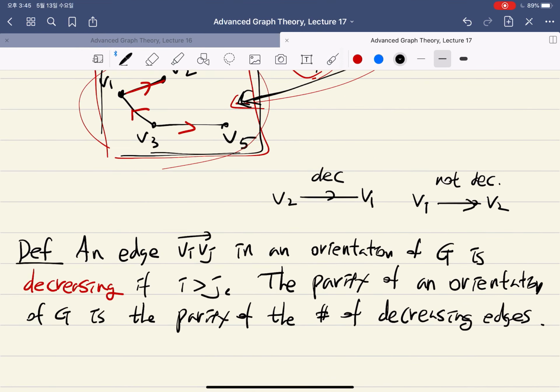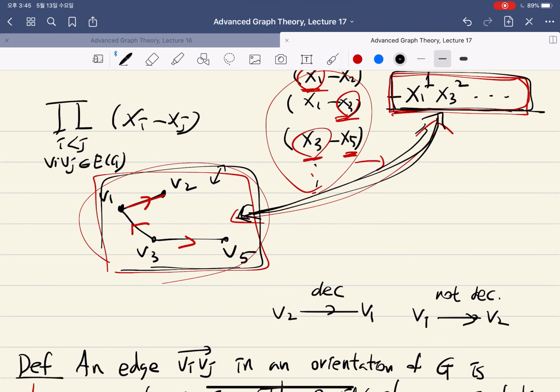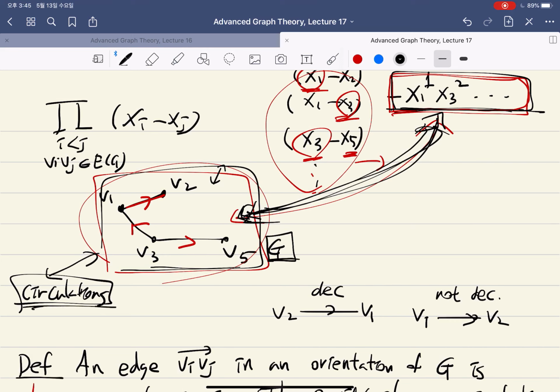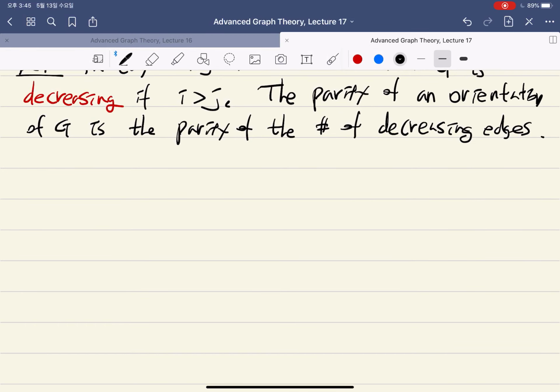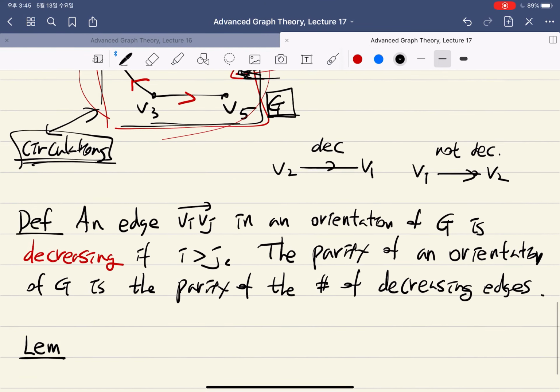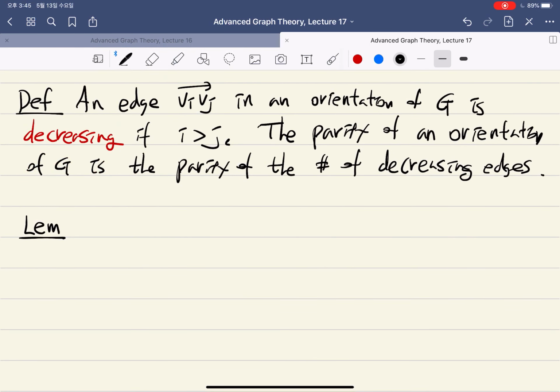So now we want to find the connection. We will first establish the connection between these two, and then we want to find the connection between this orientation and circulation. The way of orienting G is that you orient all the edges, but to take a circulation, you delete some edges and then you orient the remaining ones. So first, let's establish the relationship between orientation and the term.